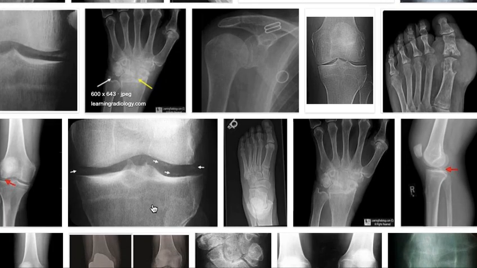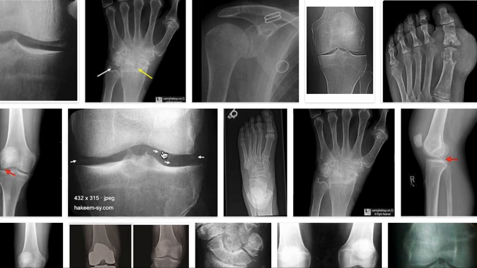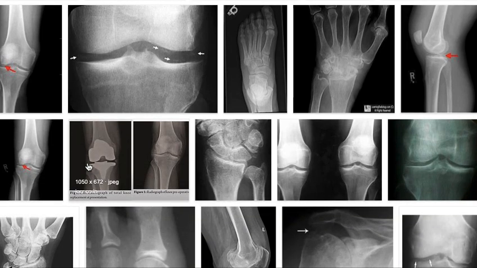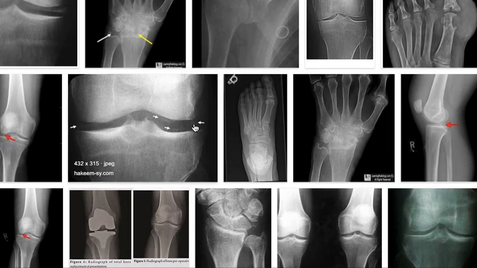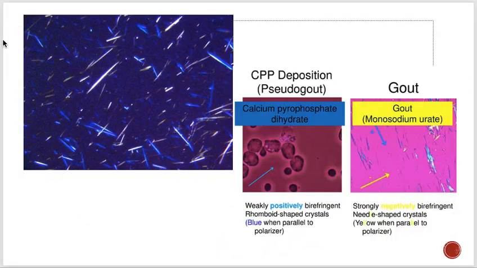Chondrocalcinosis basically refers to findings we see in the cartilaginous areas. Multiple joints, see this one, this one, this one, so you will find a lot of them on X-rays. There are menisci over here, and these are deposited in the cartilages around the knee joint, right? So this is how it presents.